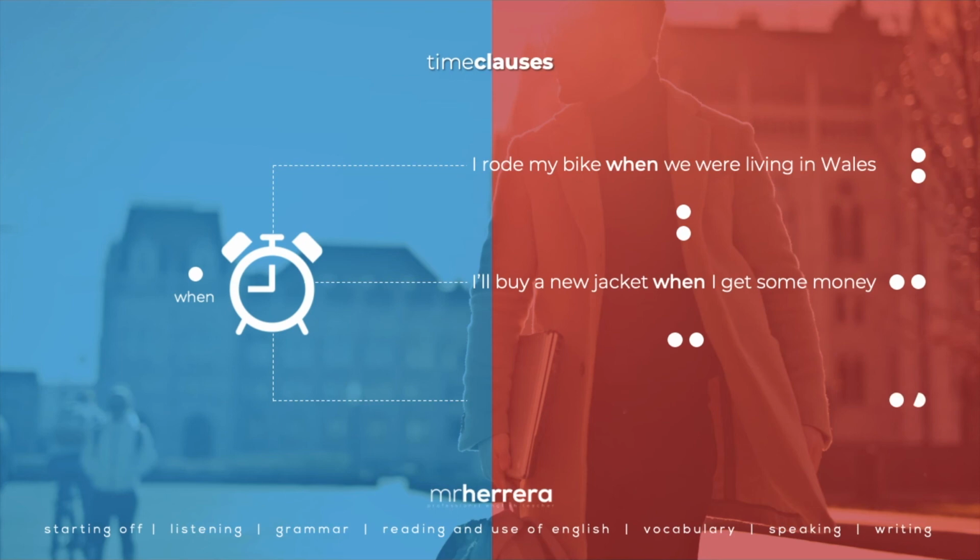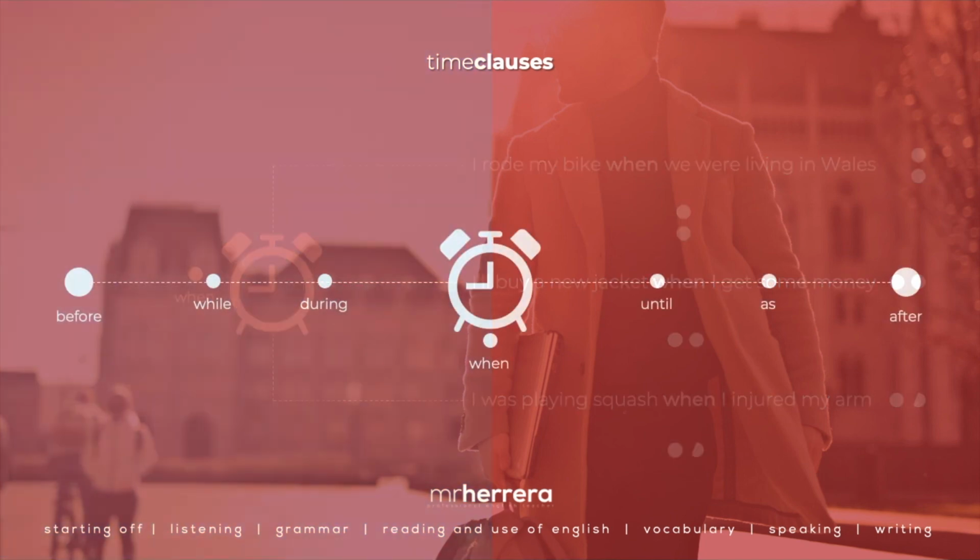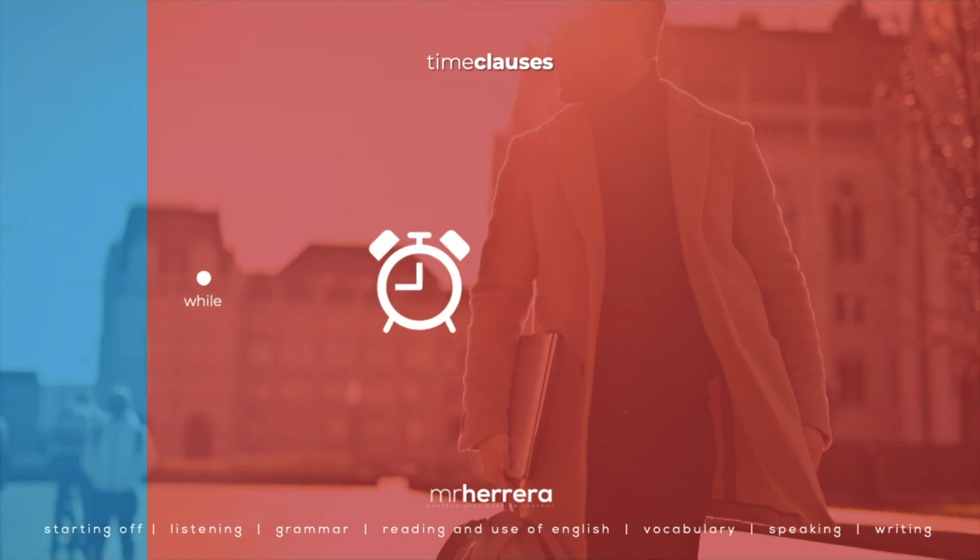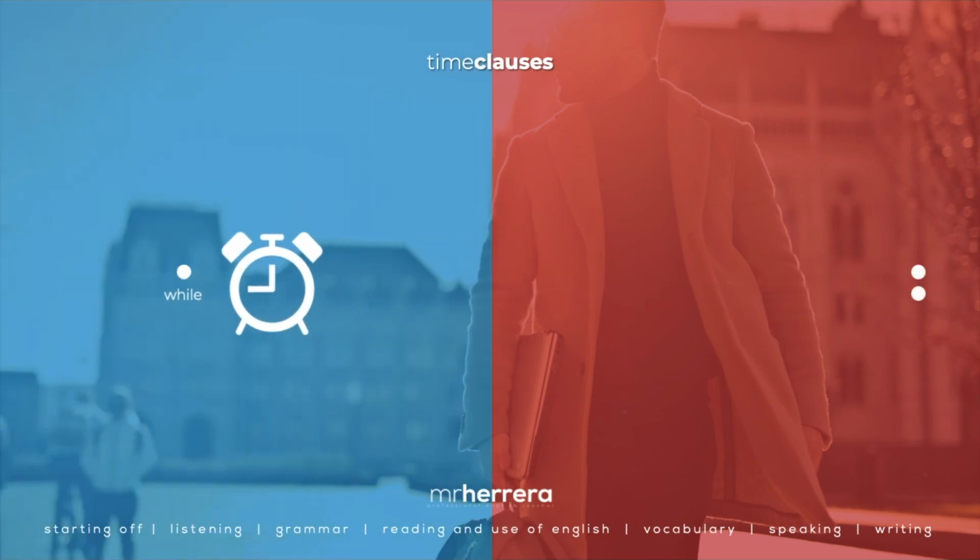And the last use would be to show an action interrupting or happening in the course of another longer action. For example, I was playing squash when I injured my arm. The second word is the word while. We use while to show one action happening at the same time as another. So it means during the time that, and it is often but not always used with continuous tenses. For example, I'll do the crossword while I'm waiting for you.